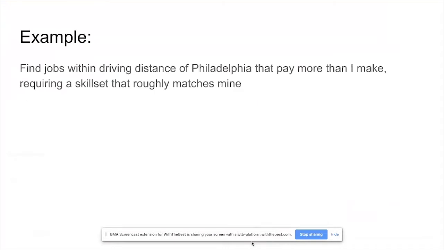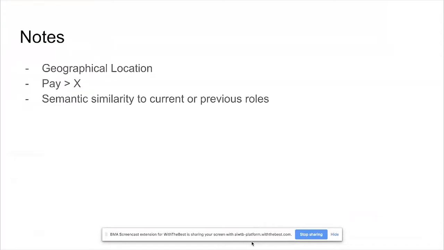So to start off, as an example of something that you might want to do if you're doing job search, let's say I was looking for a job. I would look for jobs in my area probably within some sort of driving distance computation. Presumably I would want something that was like what I have, but with a higher pay and requiring a roughly comparable skill set. And so this really encompasses three different features of a job.